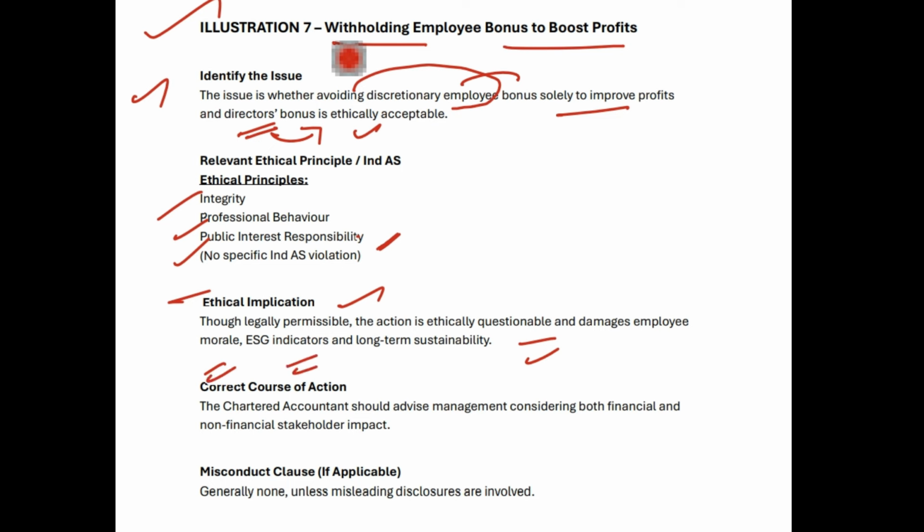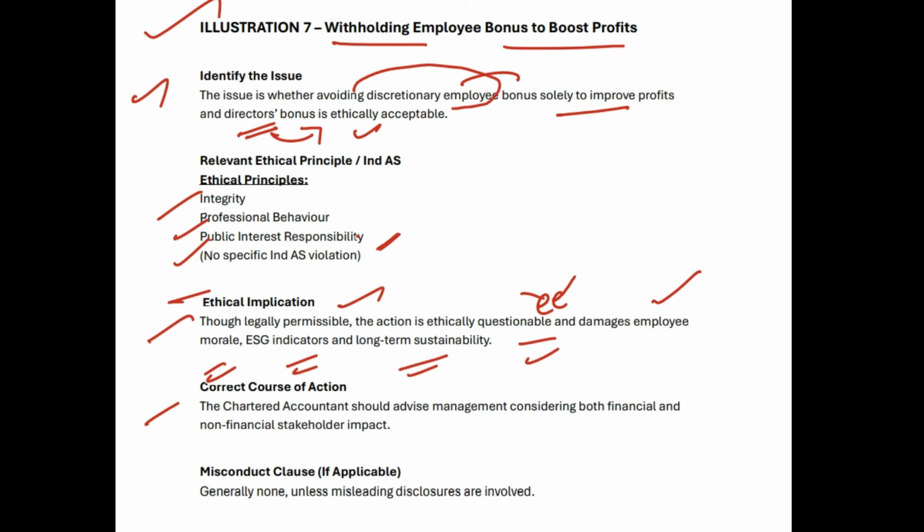ESG indicators and long-term sustainability. See, you are not paying the amount to the employees, but you are paying the amount to the directors. How can the employees accept this? The company will lose reputation and the employees will have a very bad impression of the company. So these are the things you can understand.